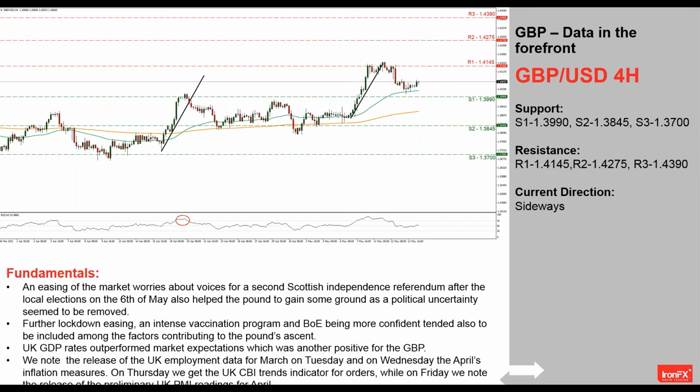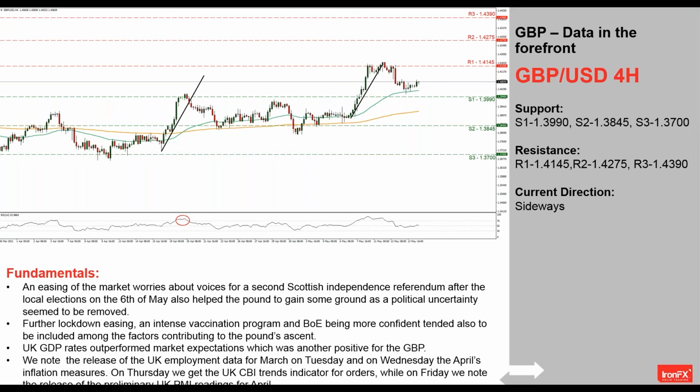UK GDP rates outperformed market expectations, which was another positive for the GBP, yet the market's attention next week turns to fresh data. The coming week, we note the release of the UK employment data for March on Tuesday, and on Wednesday, the April's inflation measures.